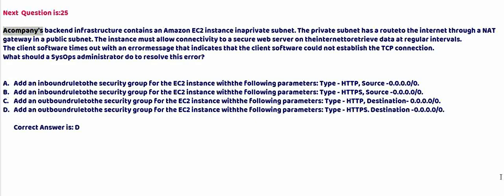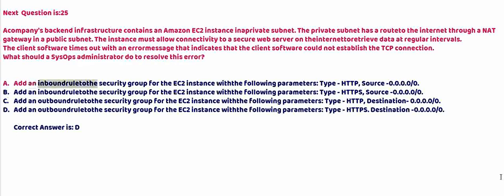Next question is 25. A company's backend infrastructure contains an Amazon EC2 instance in a private subnet. The private subnet has a route to the Internet through a NAT gateway in a public subnet. The instance must connect to a secure web server on the Internet to retrieve data at regular intervals. The client software times out with an error message that indicates that the client software could not establish the TCP connection. What should a SysOps administrator do to resolve this error?